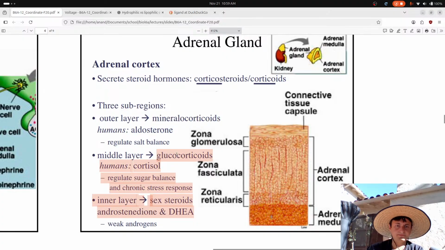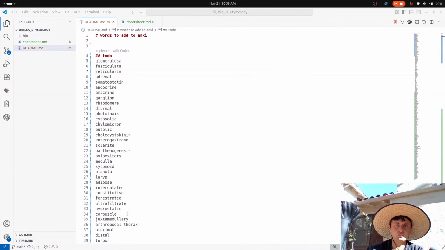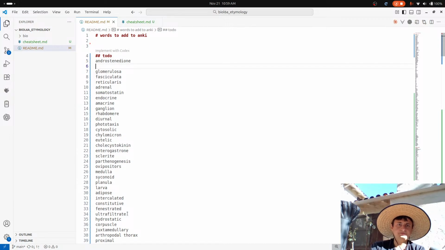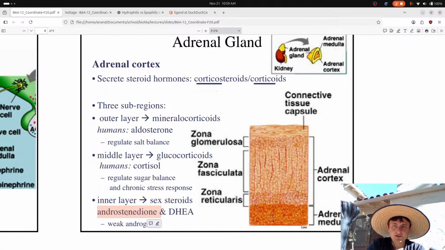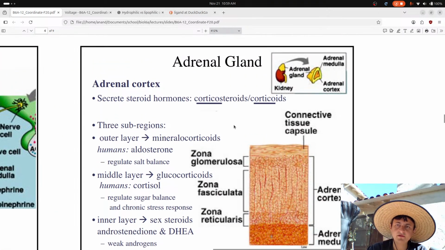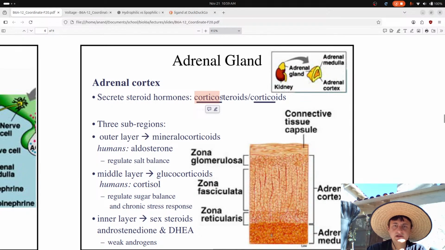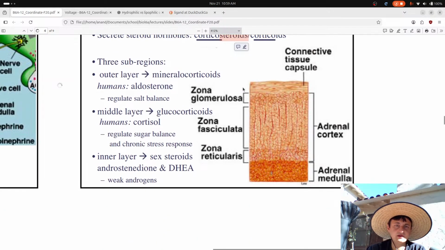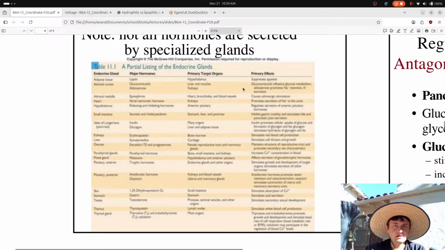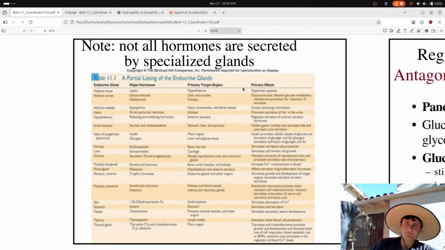This might be a good androstenedione. And then I don't know if we need corticoid. I feel like corticosteroid is pretty cortex, and then I guess like cholesterol derived or something. I don't know. Whoa. Not all hormones are secreted by specialized glands.